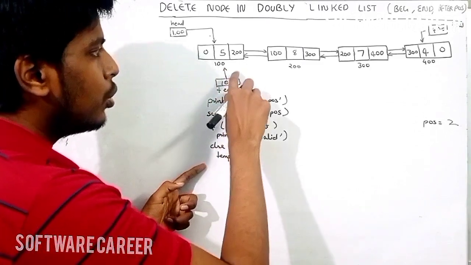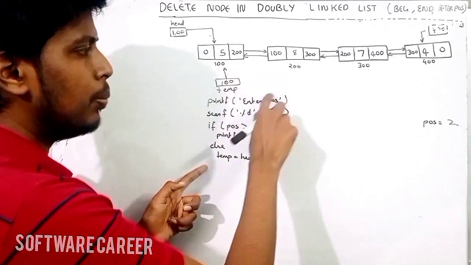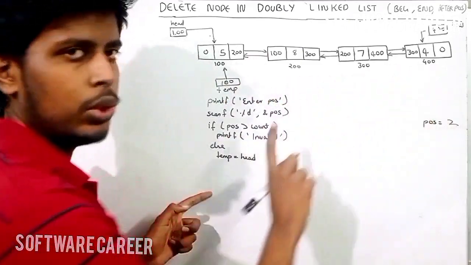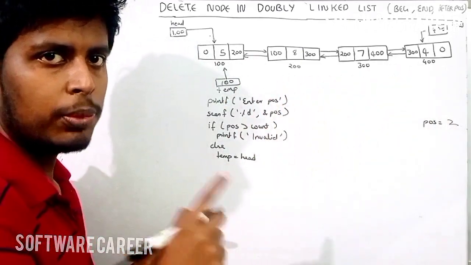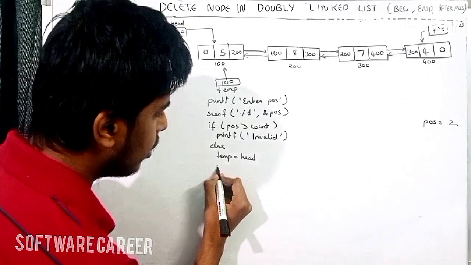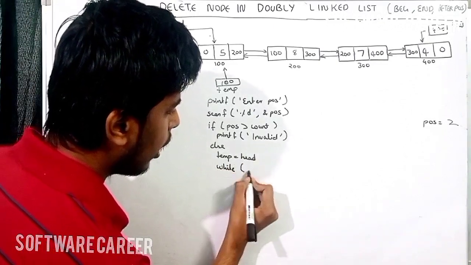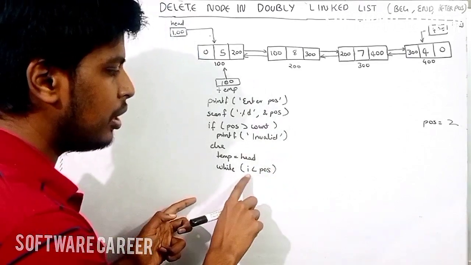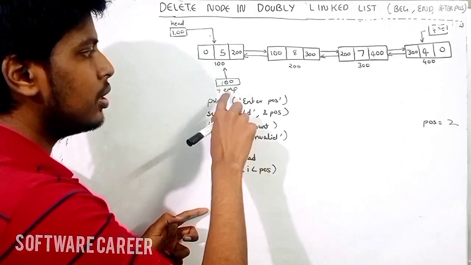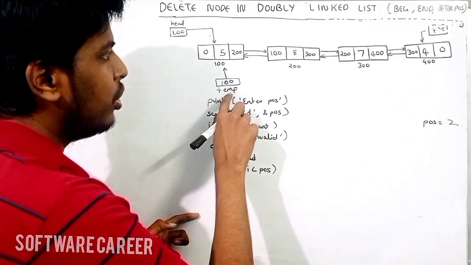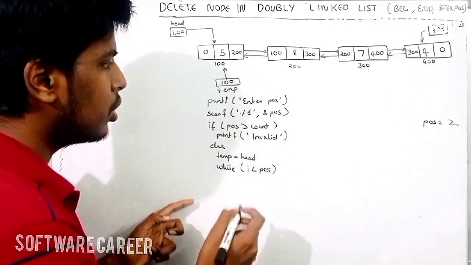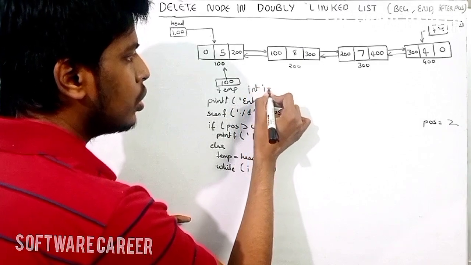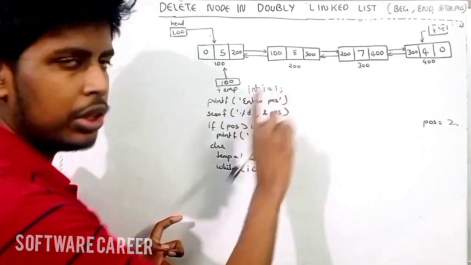Now you should move this temp pointer one step forward. But you should not continuously move till last node. You should stop at 200. So how to stop? What is the terminating condition? See here, I am writing while i less than position. Now what is this i? i is a variable which tells us at what position the temp pointer is pointing to. See, temp pointer is pointing to first node. So i will be 1. So see here, I am defining this i at starting. int i equals to 1. This is starting. You should declare i equals to 1.